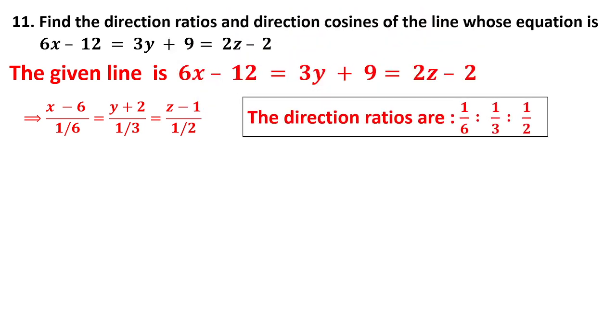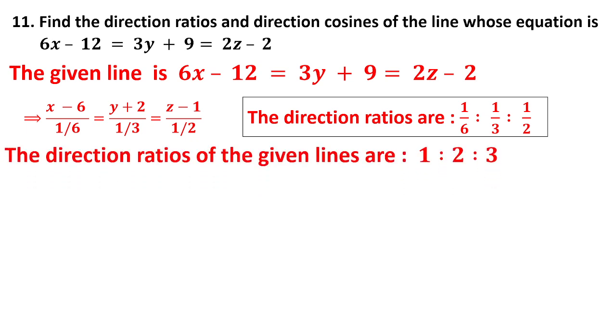Now these direction ratios can be converted by multiplying throughout by 6. It will be 1, 2, 3.